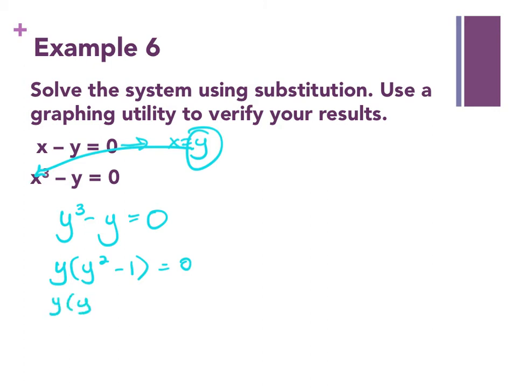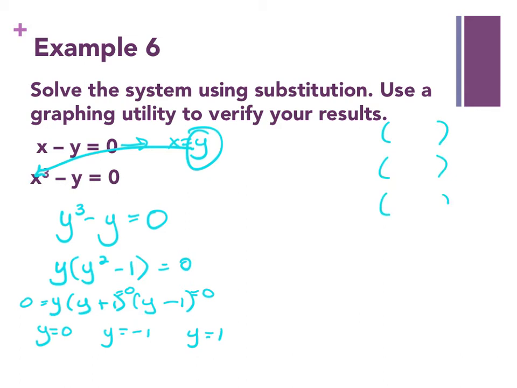Good. Difference of 2 squares, got to factor that out. And I get each of these set equal to 0. So y equals 0, y equals -1, and y equals +1. There are 3 answers happening here. So when y is 0, -1, and 1, I have to plug them each in.